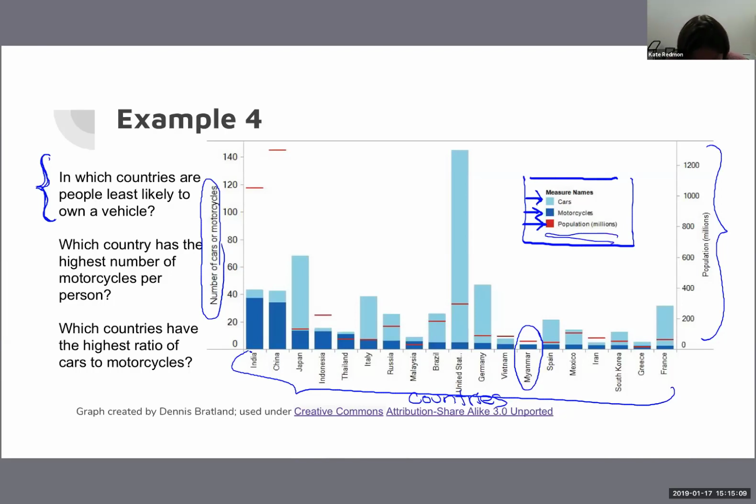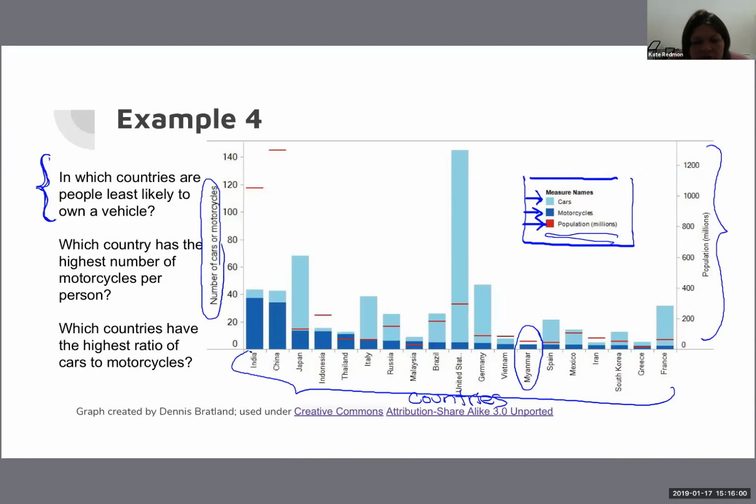Anybody else see another country that looks like we have people are less likely to own a vehicle? Grace looks very close. Greece. Greece. So even though there's not a lot of vehicles in Greece, take a look at where the population is, where the red line is. Do you see how the red line is underneath? So even though I don't have many vehicles, I also have a small population, okay? So not many vehicles, but not many people. So probably people mostly own a vehicle.